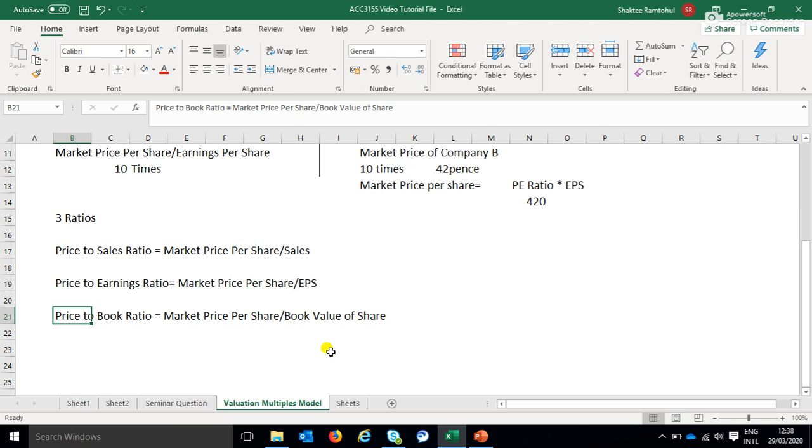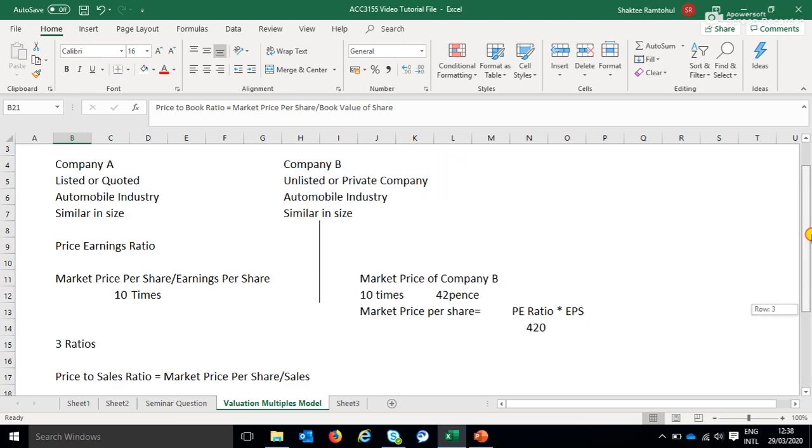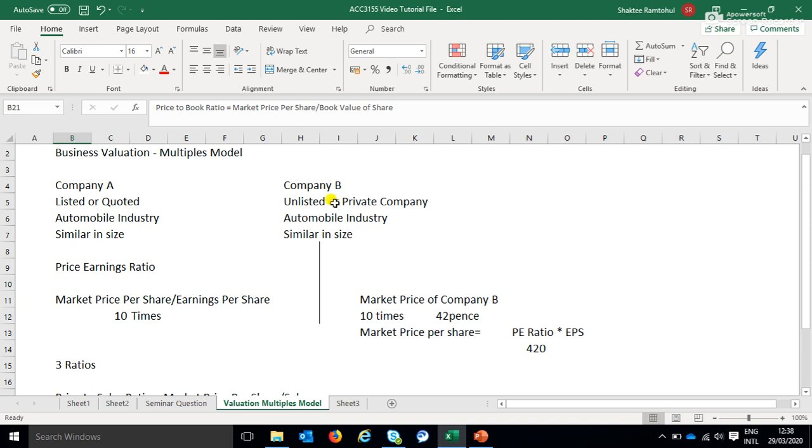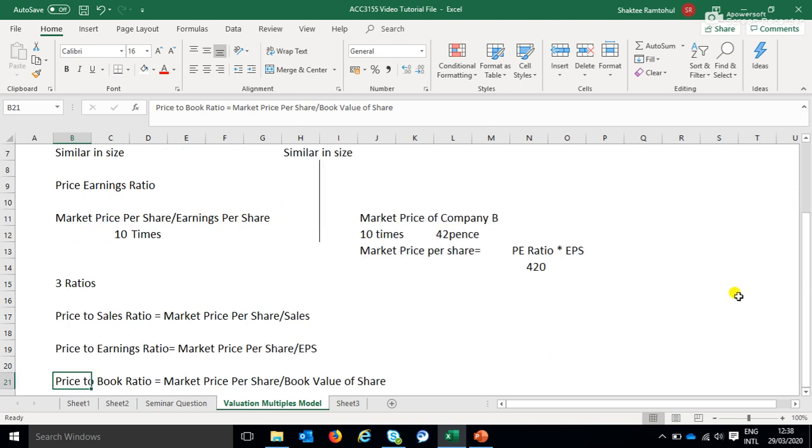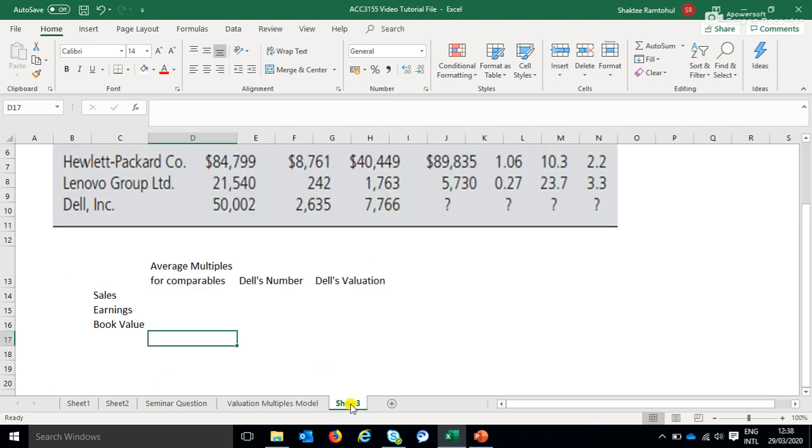Not only that, in my example from lecture 1, to value company B, we used company A. Well, what if we can also use another company, let's say company C, which is also in the same industry? Wouldn't that be more accurate? And then we use some form of average figures. Let's try to see how this works.